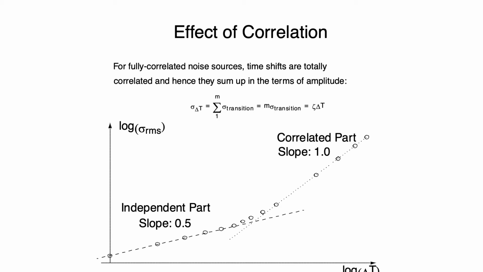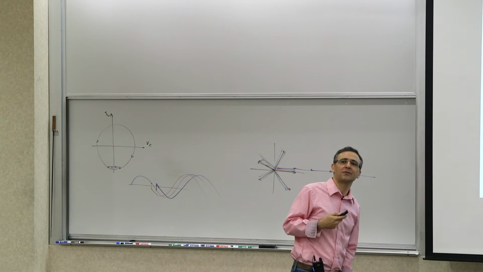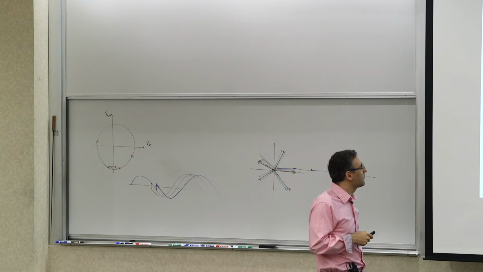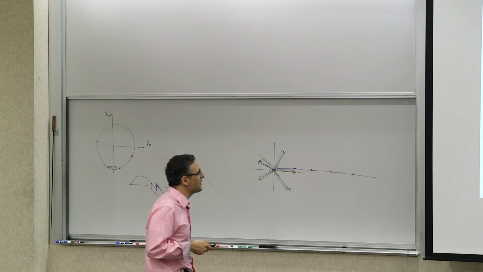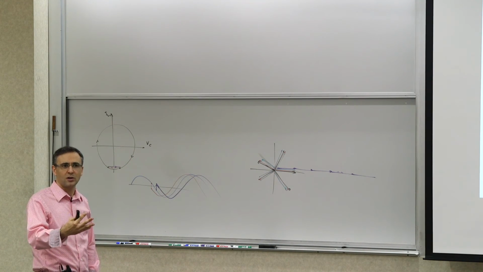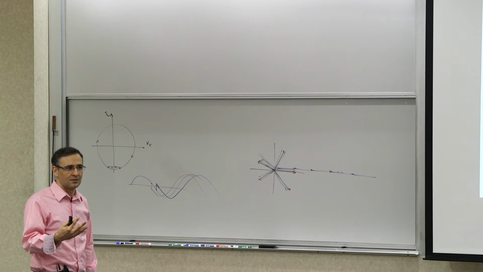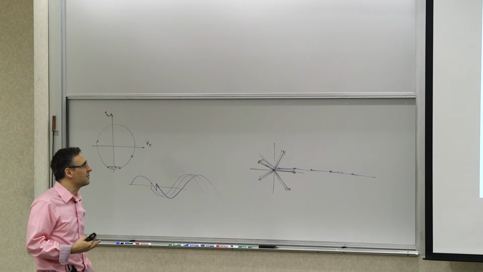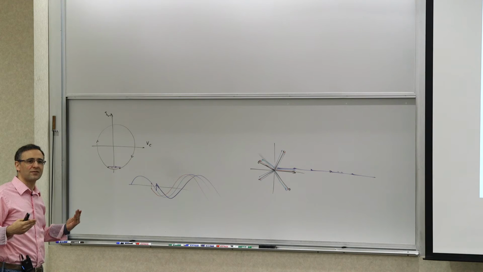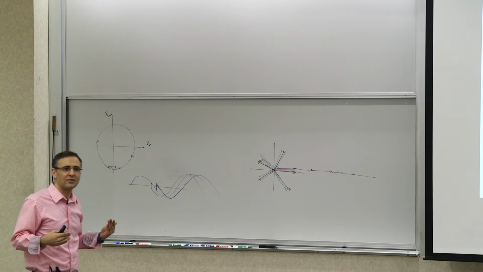Now, the question is: what can cause this correlation? There are different sources that can produce this kind of correlation. For example, external noise sources are going to be correlated. But we saw that there may be tricks to get around them. Now, internal sources like flicker noise. What is flicker noise? Flicker noise is a slowly varying source. One way to think about low frequency flicker noise is basically a slowly varying offset. It's an offset that changes slowly.